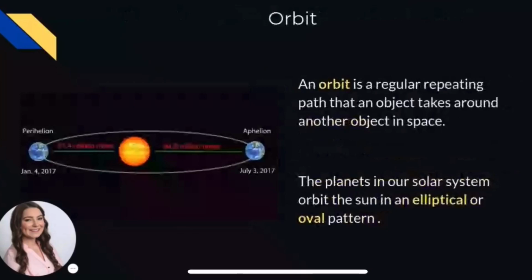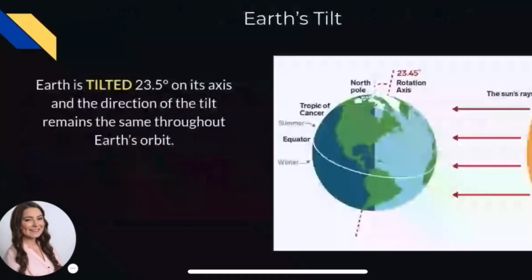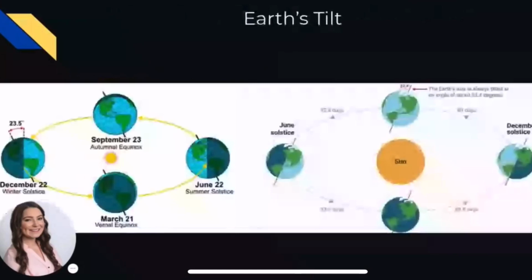So, what does cause Earth's seasons? Earth is tilted 23.5 degrees on its axis, and the direction of the tilt remains the same throughout Earth's orbit. Notice in each of these pictures how the tilt is pointing in opposite directions, but the direction it points remains the same throughout each picture.